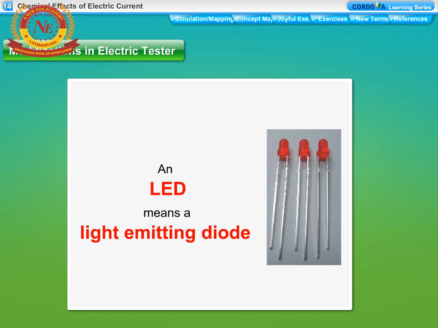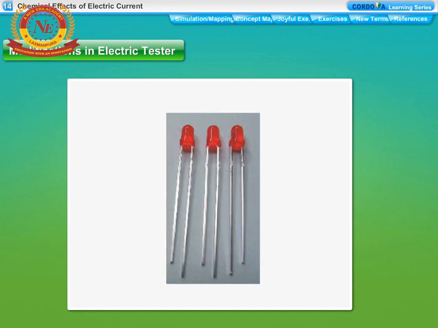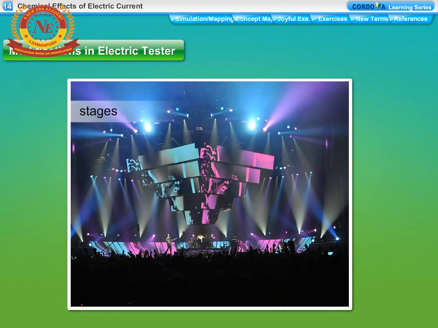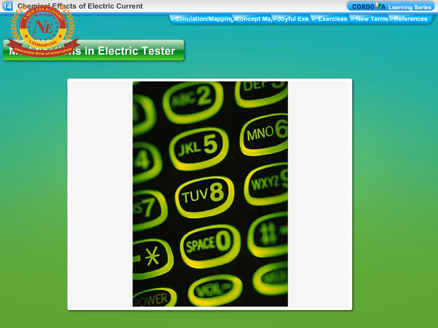An LED means a light-emitting diode. It is similar to a bulb, but it runs on very low voltages. LED glows even when a weak electric current flows through it. The colored lights that you see in retail stores, stages, fridges, and even in the keypads of mobile phones are all LEDs.